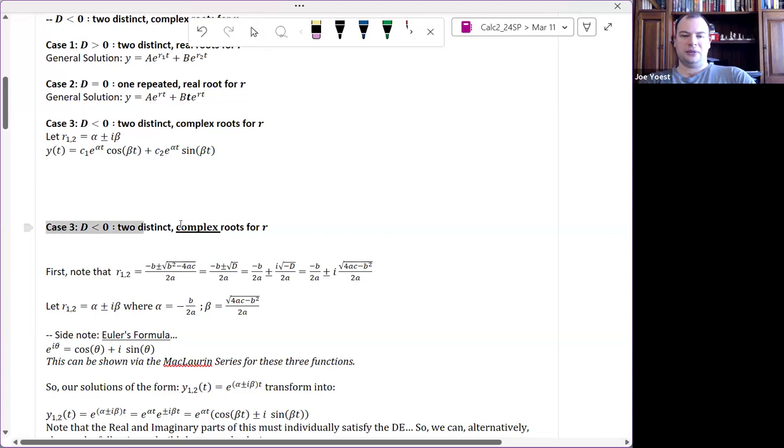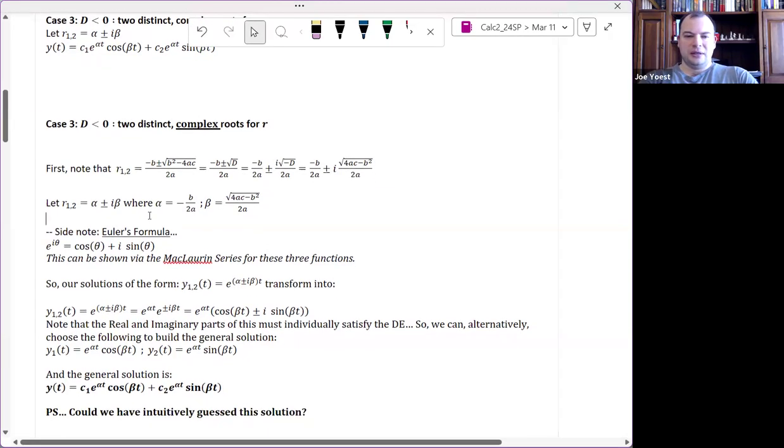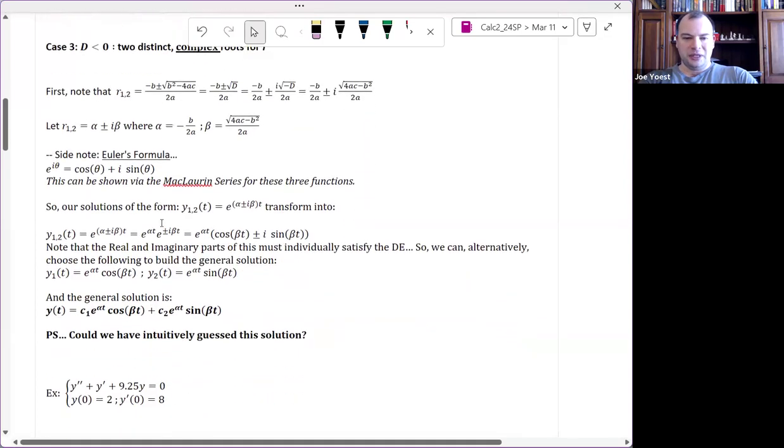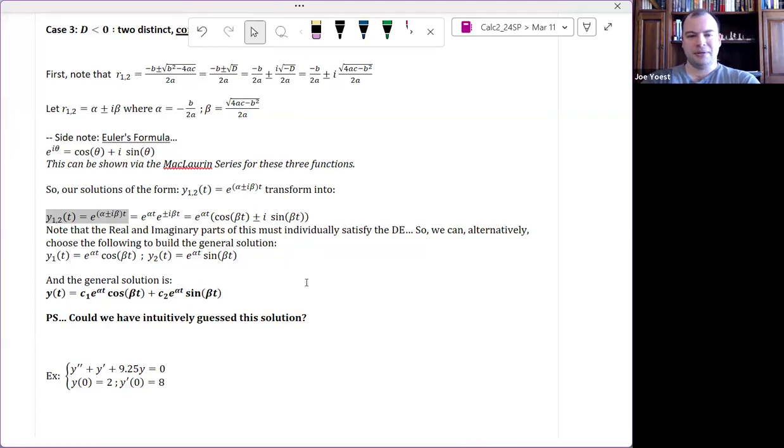Okay, so looking at case 3, 2 distinct complex roots for r. And again, we're going to call those roots alpha plus or minus i beta, and alpha and beta turn out to be these two numbers. So we have a little bit of a problem that we need to figure out, in particular, what to do with e to the alpha plus or minus i beta times t. I have this imaginary number stuck in the exponent of this exponential function.